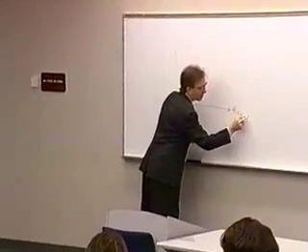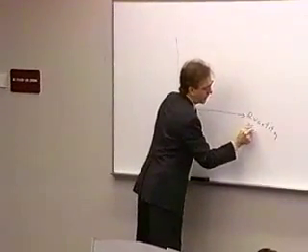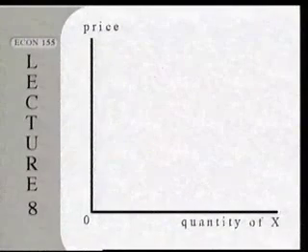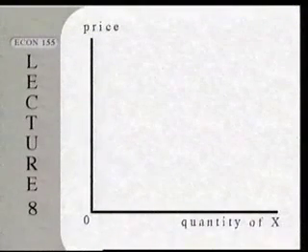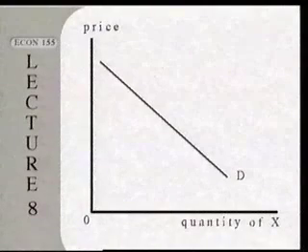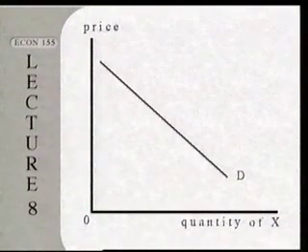Quantity of X, whatever X is. It makes absolutely no difference whether we're talking about basketball tickets or new cars or just whatever, everything in between. Here's price on the vertical axis. By the way, when you're drawing these curves, you always want to label your axes so you know what is being measured on your diagram.